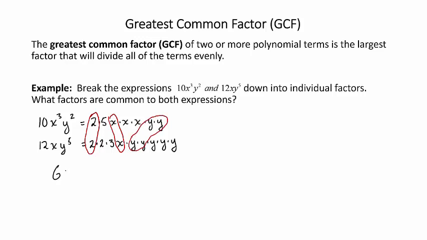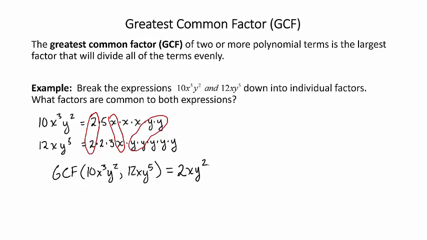So what would the GCF of both of these terms be? So we got 10x cubed y squared and 12x y to the fifth. Okay, so based on what we circled, we're going to have a 2x y squared. So every time you look at two expressions, are you going to write out the prime factorization and circle the stuff like we just did? No, right? You're going to get real good at this.